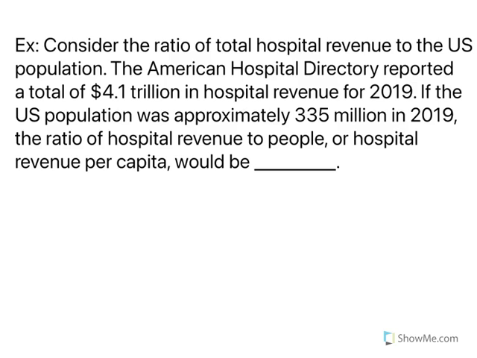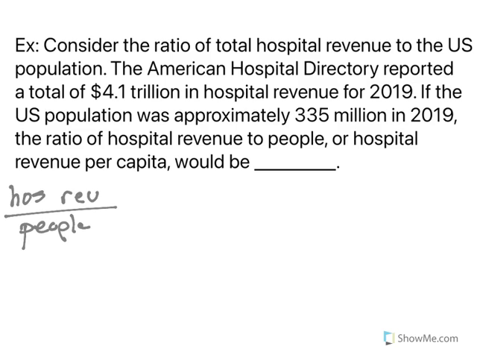Consider the ratio of total hospital revenue to the U.S. population. The American Hospital Directory reported that a total of $4.1 trillion in hospital revenue for 2019. If the U.S. population was approximately 335 million in 2019, the ratio of hospital revenue to people, or hospital revenue per capita, would be what? Okay, so we're talking about hospital revenue per person, right?